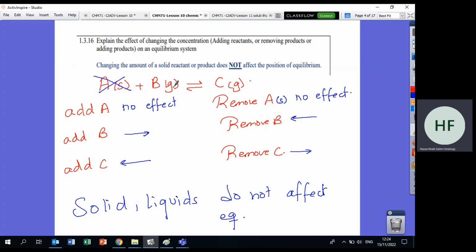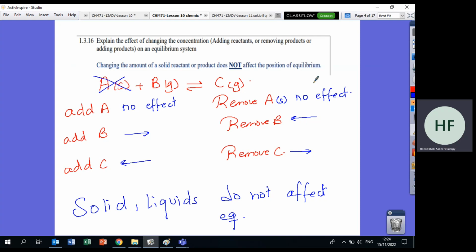Of course, the gas. Now let me ask you a question. Do you think this reaction is homogeneous or heterogeneous? You remember from the last lesson? Okay, now this one has different states, solid and gas, so the reaction is heterogeneous.